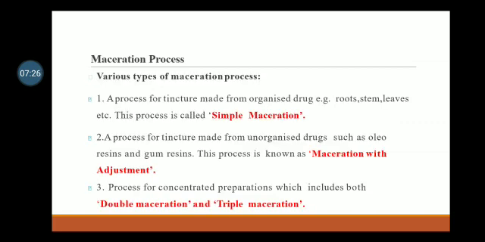The maceration process. Various types of maceration processes. First, a process for tincture made from organized drugs, for example, roots, stem, leaves, etc. This process is called simple maceration. Second, a process for tincture made from unorganized drugs such as oleoresins and gum resins. This process is known as maceration with adjustment. Third, a process for concentrated preparations, which includes both double maceration and triple maceration.